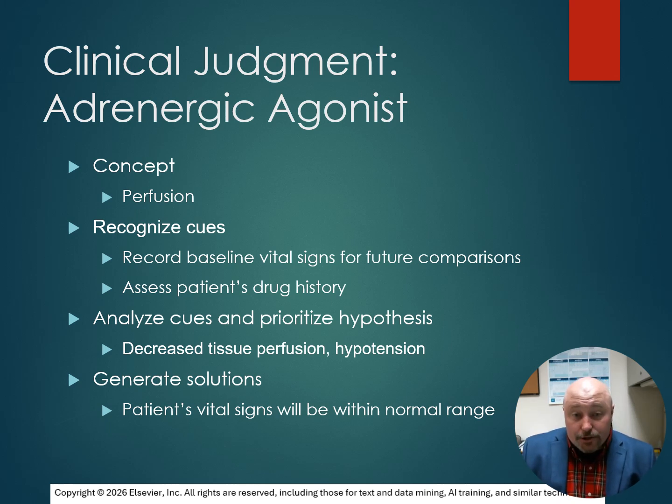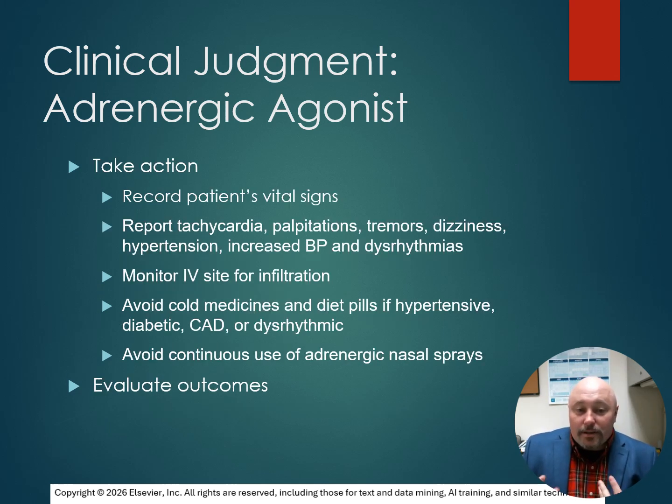When dealing with an adrenergic agonist, we're focused on perfusion. We want to record baseline vital signs for future comparisons while also assessing the patient's drug history. We're also going to look at things like decreased tissue perfusion and hypotension, and generate solutions such as the patient's vital signs will be within normal range. We would, again, record those patients' vital signs carefully when dealing with any adrenergic agonist.